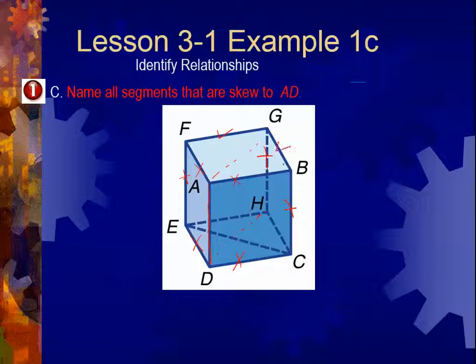So that leaves us with FG, GB, HC, EC, and EH. Let's see if we're right. And we are, 5 of them. So go through and mark each line segment to make sure you've accounted for all of them. You know, you can mark them however you want to. I do an X and a check, but to each his own.